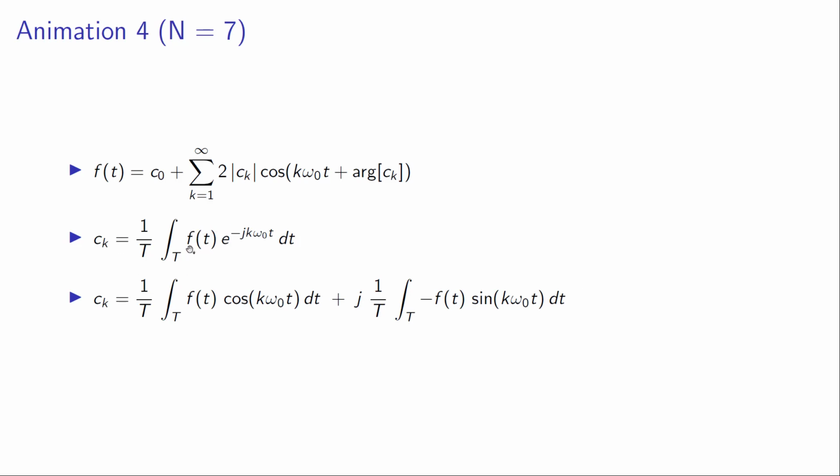We know that f of t is real valued, so the real part of this one will be a cosine, that's what you see over here, and the imaginary part will be minus a sine. So the real part of ck is really the average over a period of the function times a cosine at the harmonic k here. And you have something similar for the imaginary part, except here that you have the minus sign.